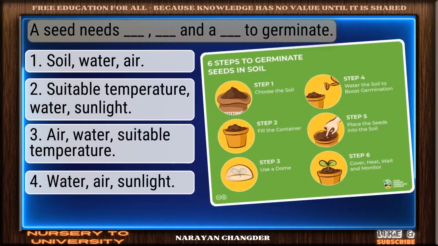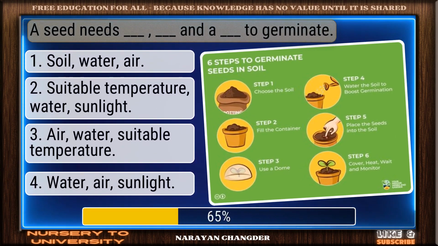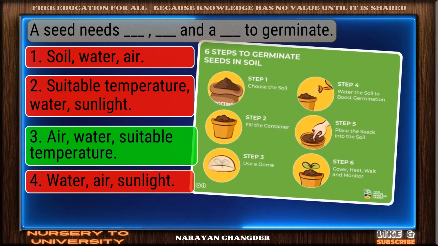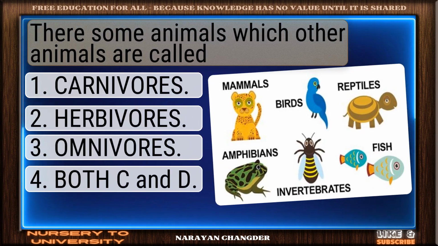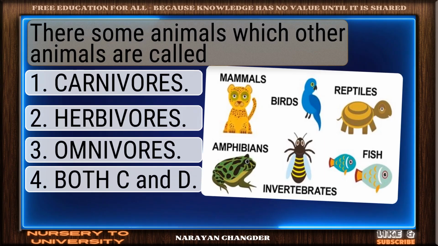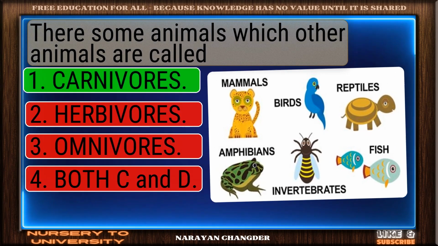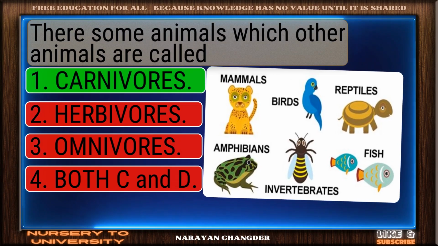A seed needs dash, dash, and a dash to germinate. You chose air, water, suitable temperature. And it is correct. Some animals eat other animals. They are called... Nicely done. Carnivores is a solid answer.